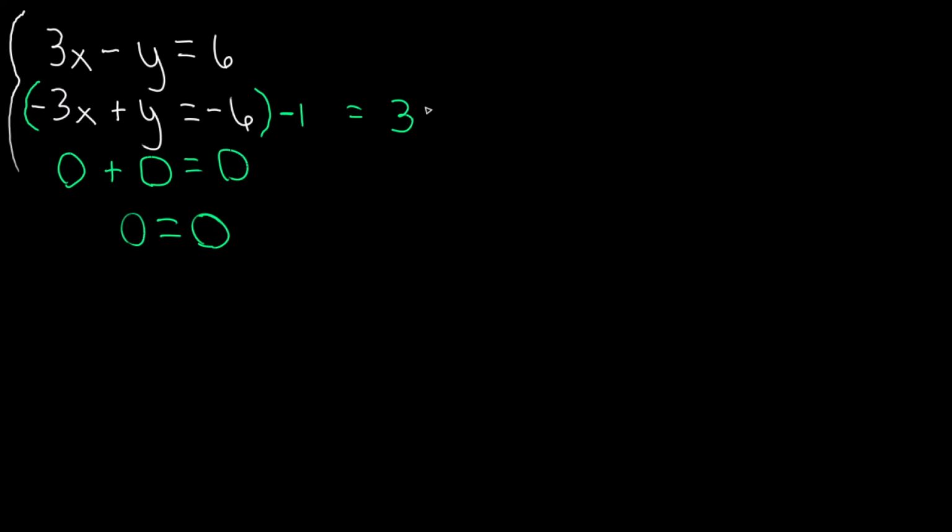Negative 1 times negative 3x is 3x. Negative 1 times a positive y is minus y. And negative 1 times negative 6, you'll get positive 6. So it's the same as the top equation. This is a true statement, meaning it has infinite solutions, and both of the graphs are the exact same.